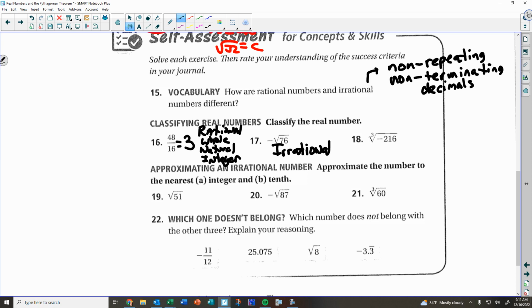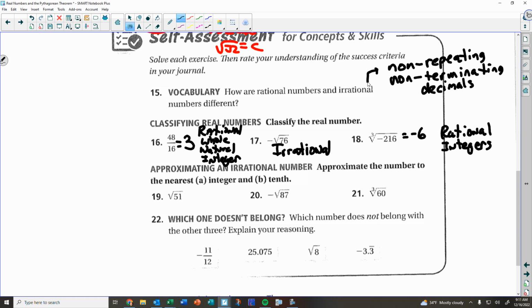And the cubic root of negative 216, what is that? Is that a perfect cube? Yeah, what is it? Negative 6. So what's negative 6? It is rational. What else? It's not a whole number. What set of numbers include negative numbers? Integers. Remember, whole numbers are positive numbers and include 0. It doesn't include negative numbers.